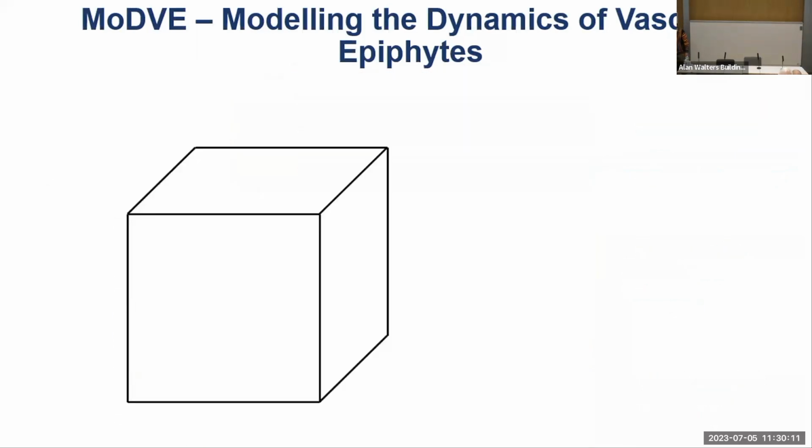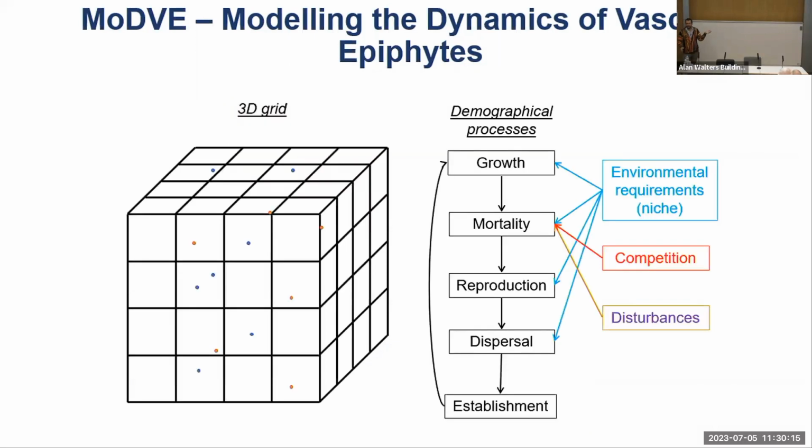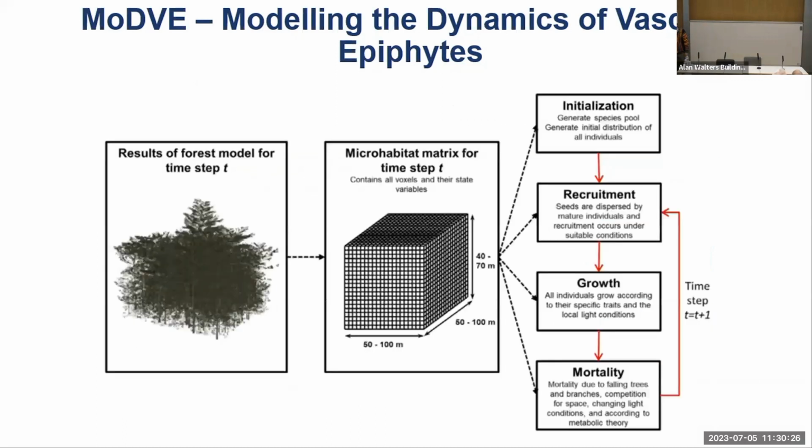So in our 3D model, it's very similar to the forest model, and we simulate different processes, but more on the demographic side, because we want to understand the role of the substrate dynamics. So in this sense, we got the first output as input of the epiphyte model, and we simulate the demographic processes of the epiphytes on those trees.